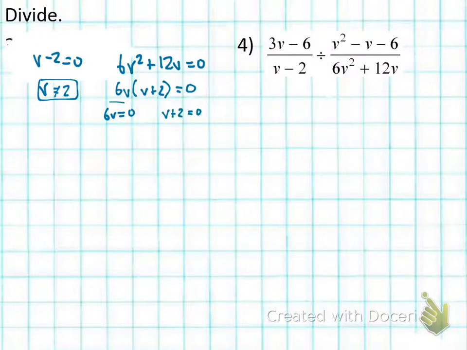Okay. First answer, v cannot equal to what? Divide both sides by 6. V cannot equal 0. Good. That's one of them. And v cannot equal to what? Negative 2. V cannot equal to negative 2. Nice. Cool. So far we have 3 excluded values.